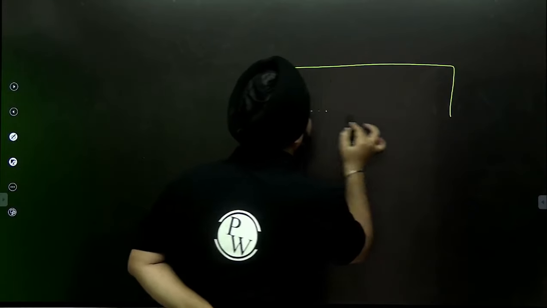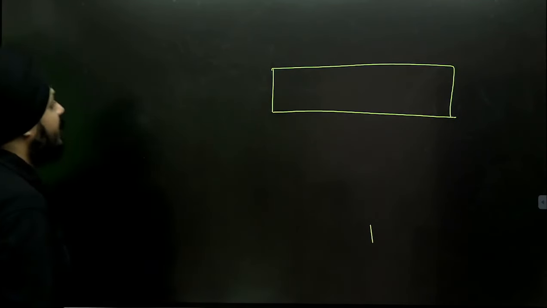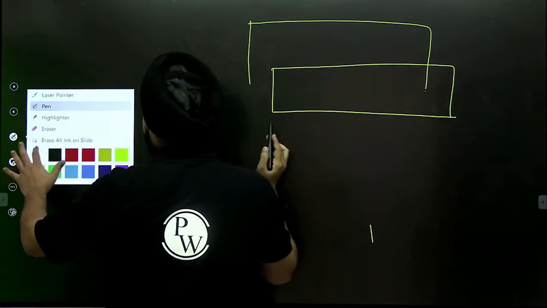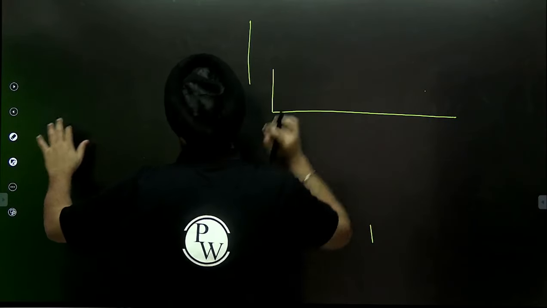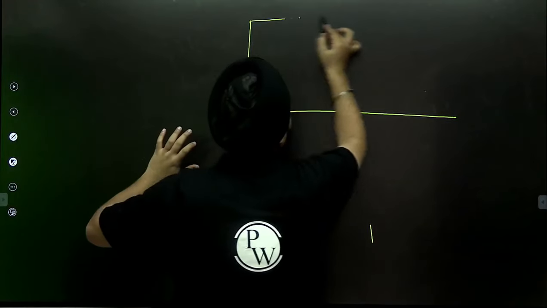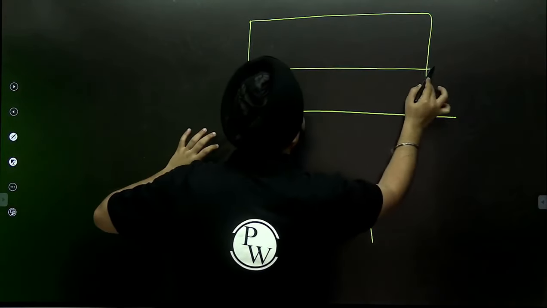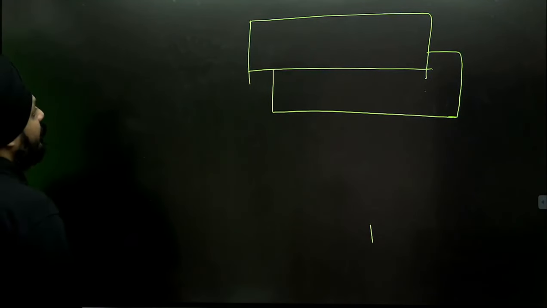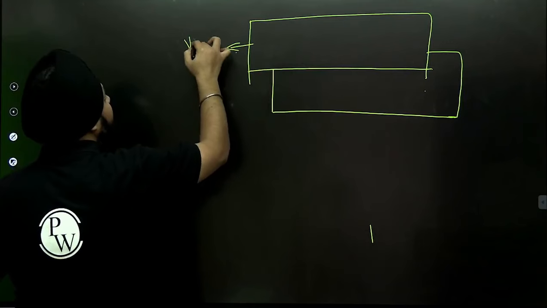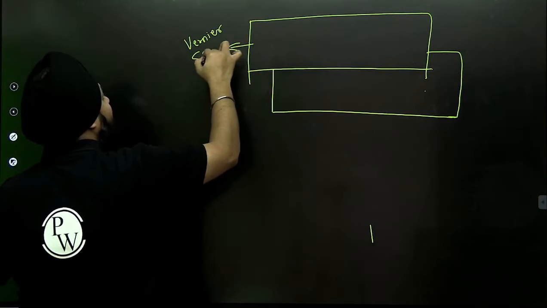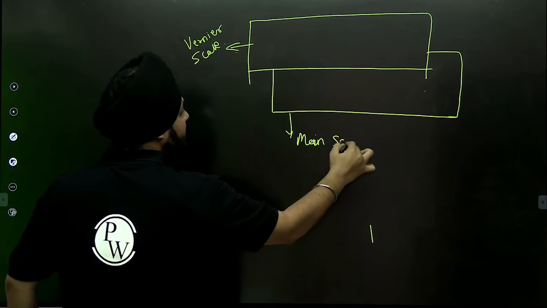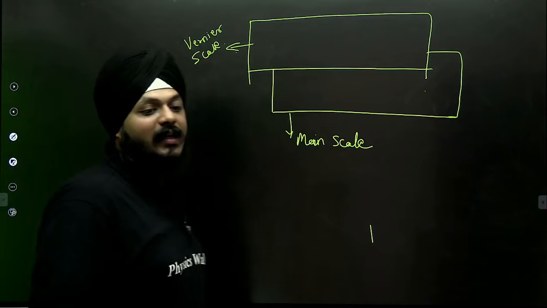See, okay, this is a main scale, and apart from this, there is one movable scale. Above it there is one movable scale, and that is the Vernier scale. The arrangement is like this way. So this one is a Vernier scale, and that is a movable scale, and this scale is a fixed scale. It is known as the main scale. One is a Vernier scale, second is a main scale.